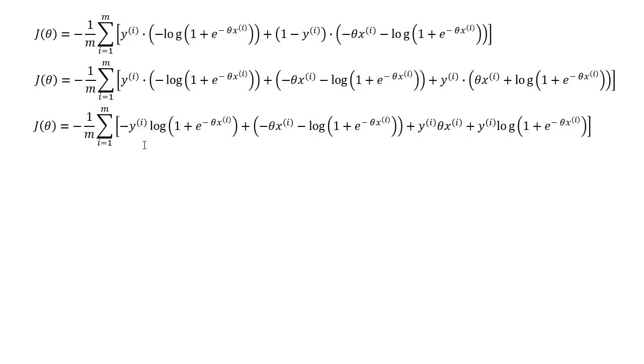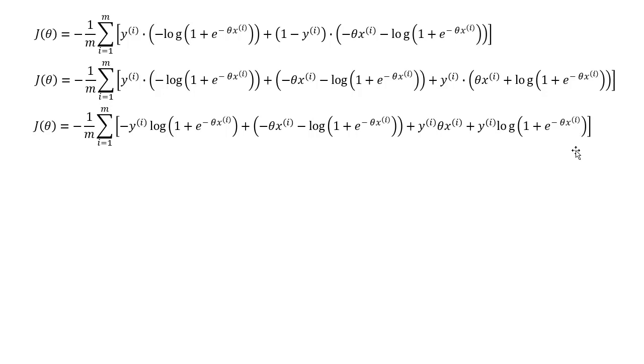The top part, the left part, the only thing that changes is I pop this negative sign out from in front of the log to in front of the yi. So this becomes negative yi log 1 plus e to the negative theta xi plus theta xi minus log of 1 plus e to the negative theta xi plus, now I'm distributing the yi, so this becomes yi times theta xi plus yi times log of 1 plus e to the negative theta xi.